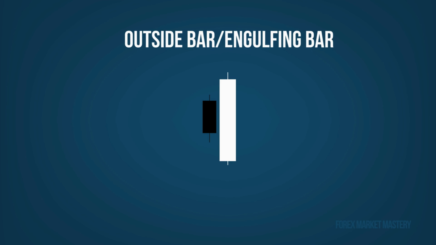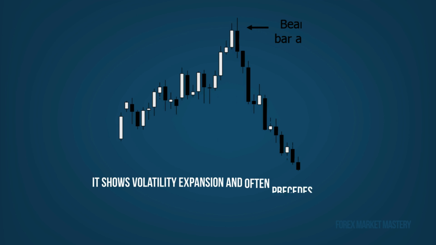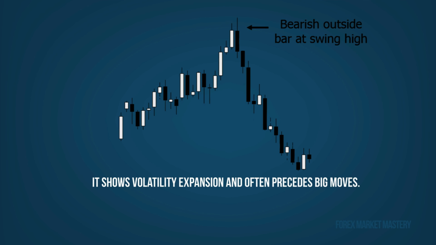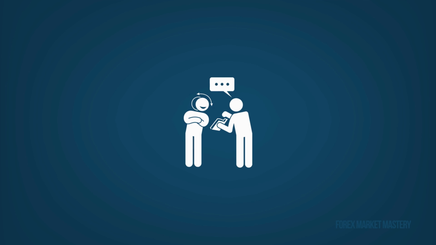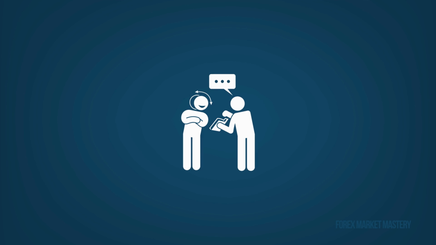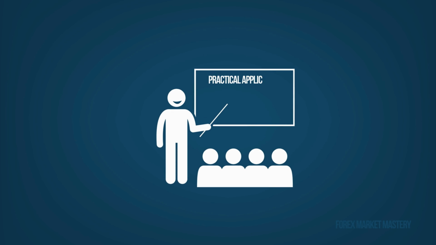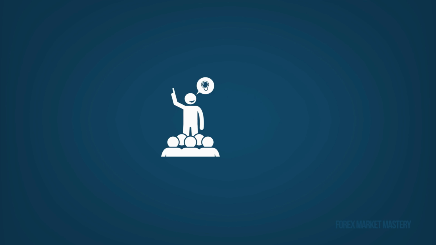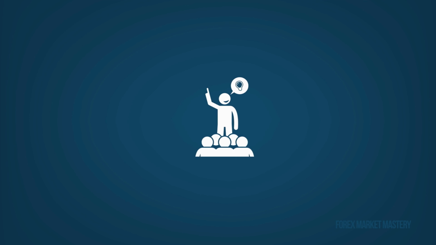The outside bar or engulfing bar. This completely encompasses the previous candle's range. It shows volatility expansion and often precedes big moves. Now that you've understood what candlesticks are and the psychology behind them, let's quickly dive into the practical application on how to make wise and accurate trading decisions with them.